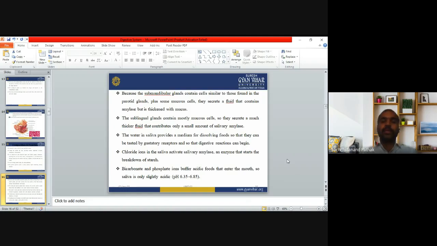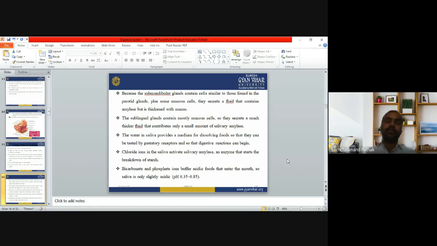The sublingual glands contain mostly mucus cells, so they secrete a much thicker fluid that contributes only a small amount of salivary amylase. The water in the saliva provides a medium for dissolving the food so that it can be tasted by the gustatory receptors, so the digestion reaction can begin. Chloride ions in the saliva activate the salivary amylase, the enzyme that starts the breakdown of starch. Bicarbonate and phosphate ions buffer acidic foods that enter the mouth, so saliva is only slightly acidic, with a pH of 6.35 to 6.85.